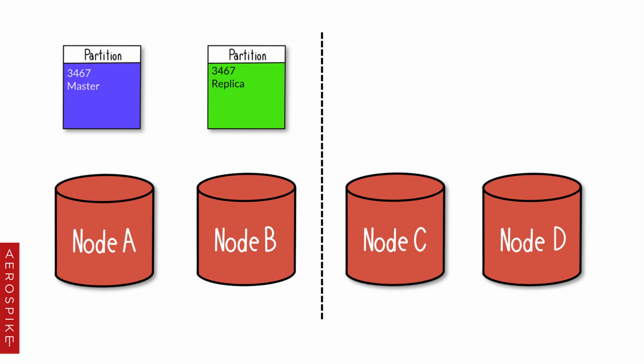When node B returns to the cluster, the nodes are marked as subset until all migrations have finished. Once each node has the latest version of the records, our steady state is restored.